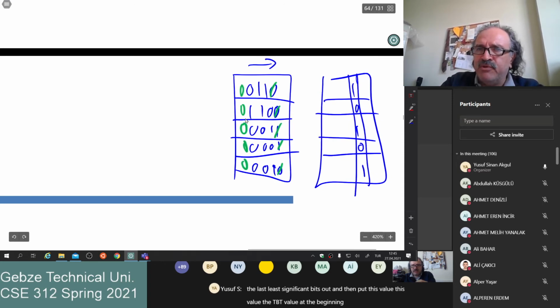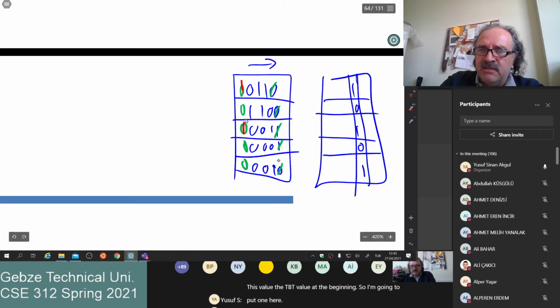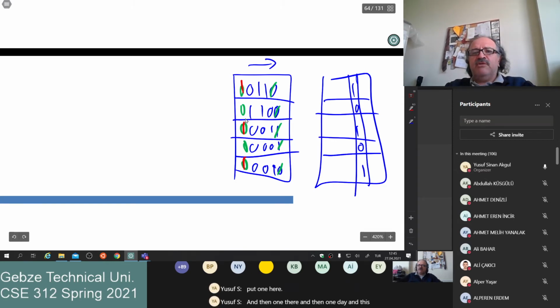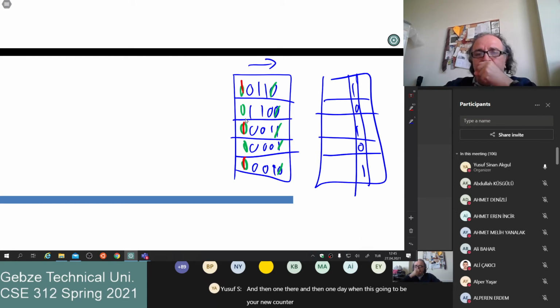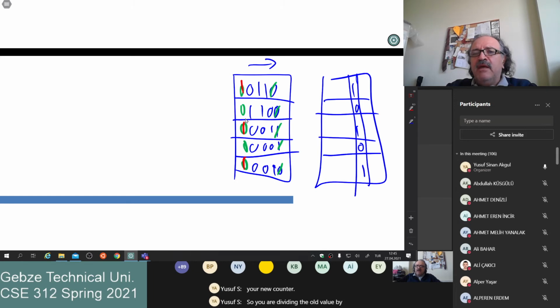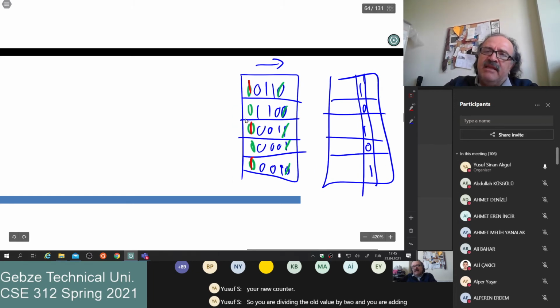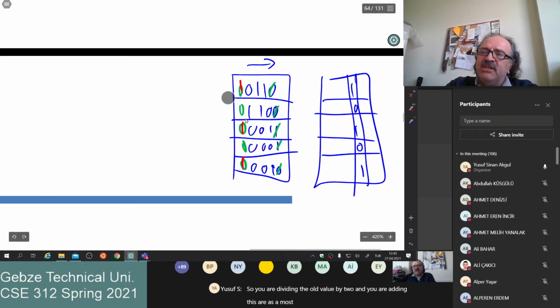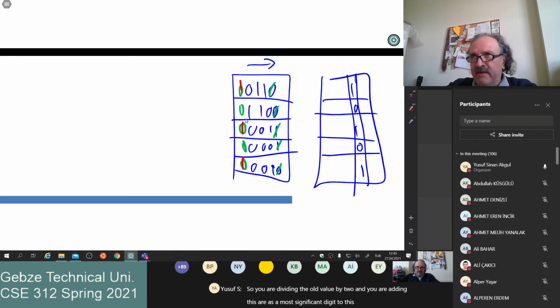So I am going to put 1 here, and then 1 there, and then 1 there, and this is going to be your new counter. So you are dividing the old value by 2, and you are adding this R as a most significant digit to this binary value. Okay, so this is called aging.